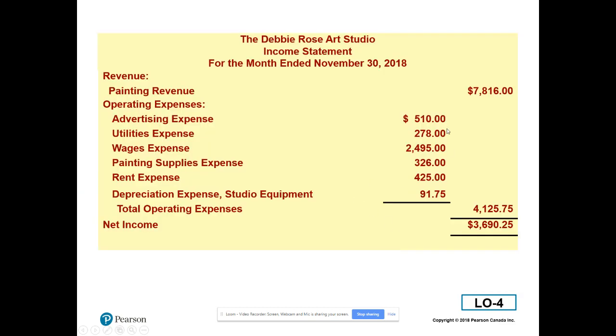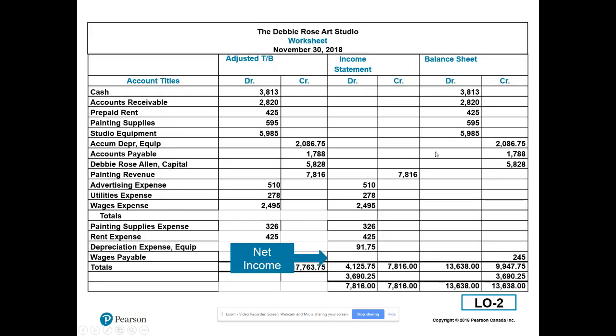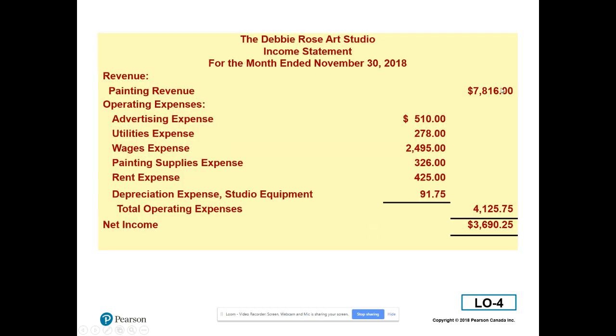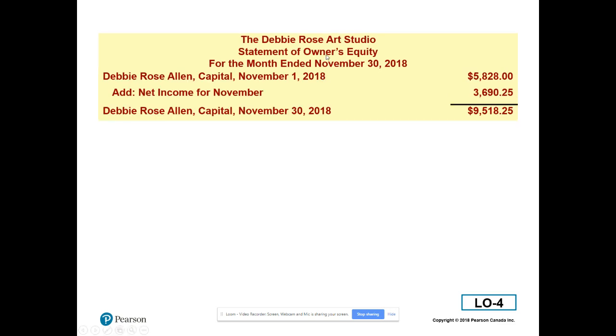So I go through, I take my income statement from these figures. So I've got my income statement figures, and then I prepare my income statement. And this is the same process that you went through before. So I start preparing the income statement. I take the balances from the adjusted trial balance from the worksheet. There's my entries, provides me with my net income. I transfer that net income over to my statement of owner's equity.